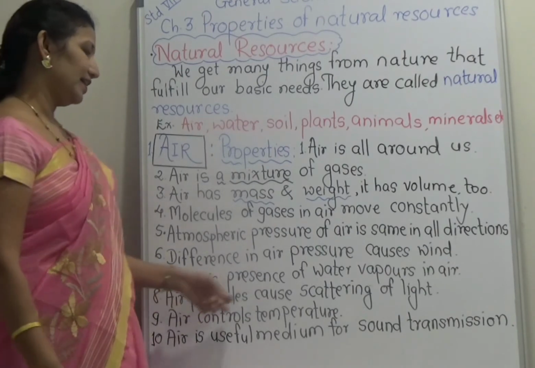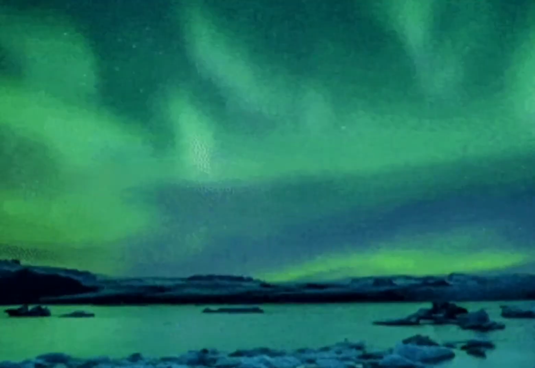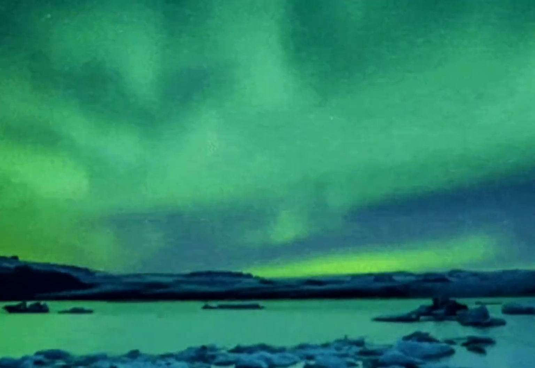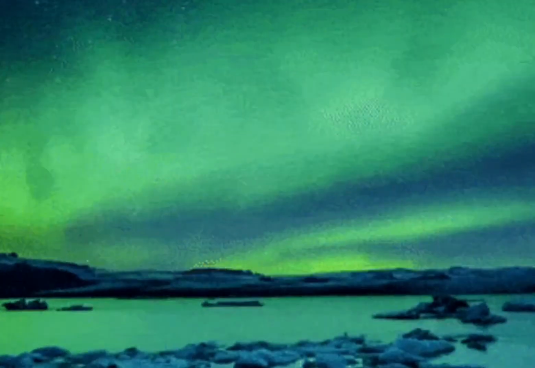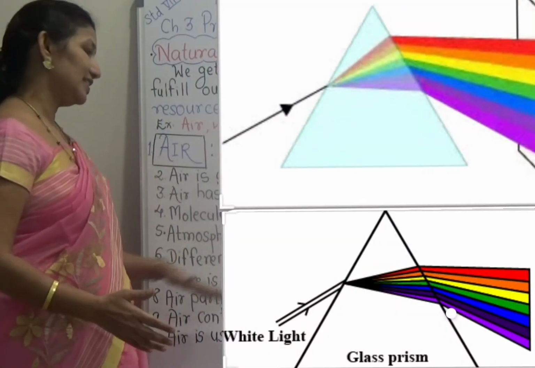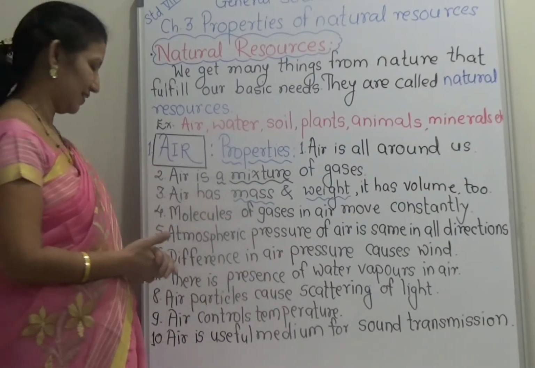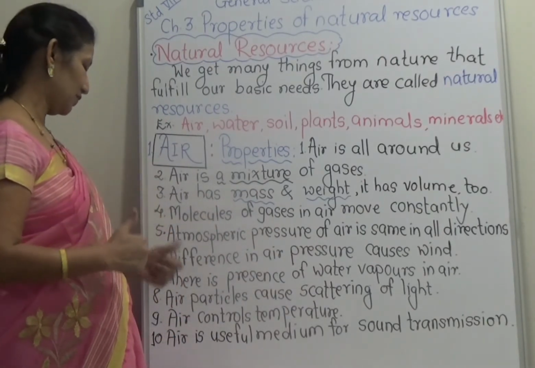And air particles cause scattering of light. There are air particles, and because of air particles, the light spreads in all directions, and that's why it causes scattering of light. This is a very interesting phenomenon in our surroundings.